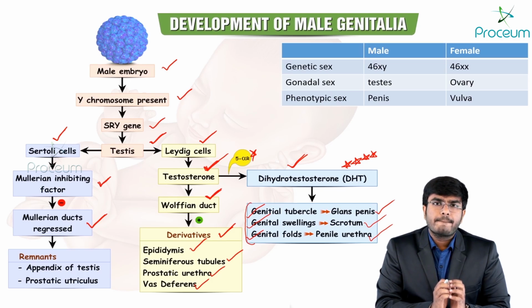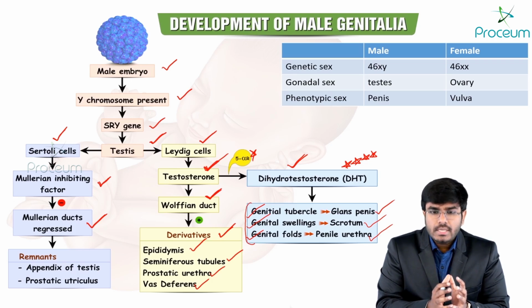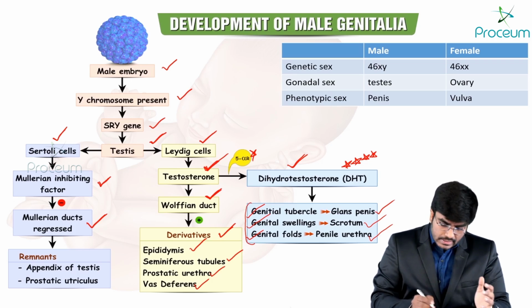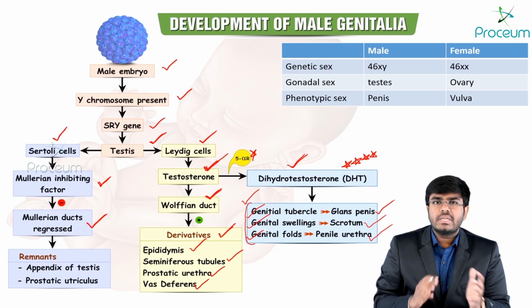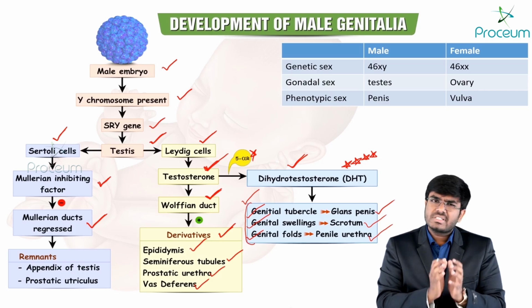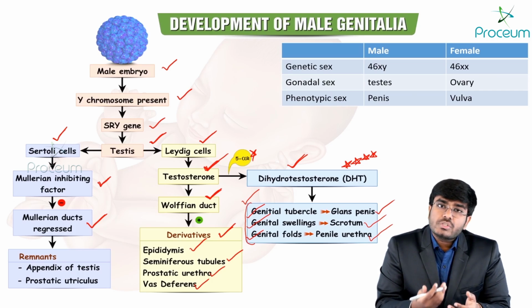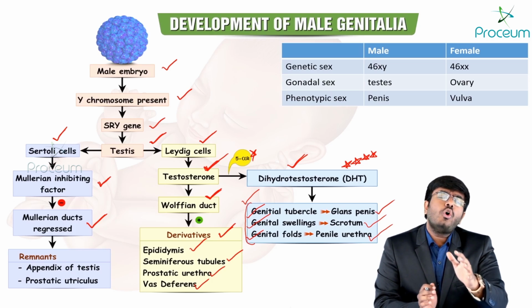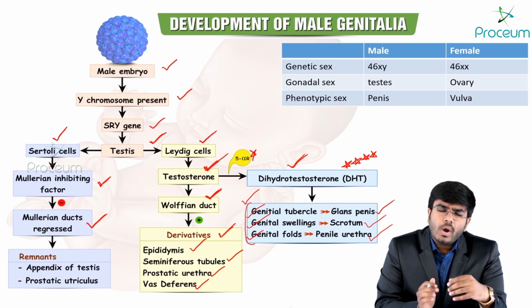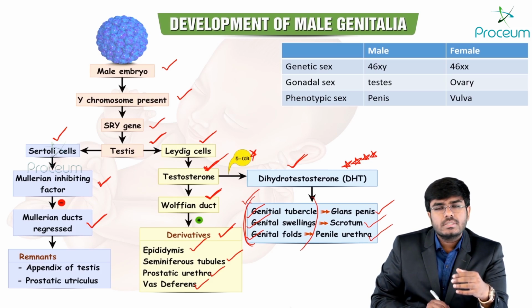True. Now, one more concept is that dihydrotestosterone is converting these embryological regions into male external genitalia. For example, for some time, let's think like this. There is no dihydrotestosterone. Whenever there is no dihydrotestosterone, what happens? What happens to these embryological regions?